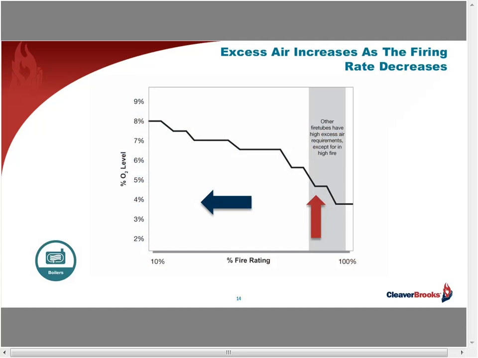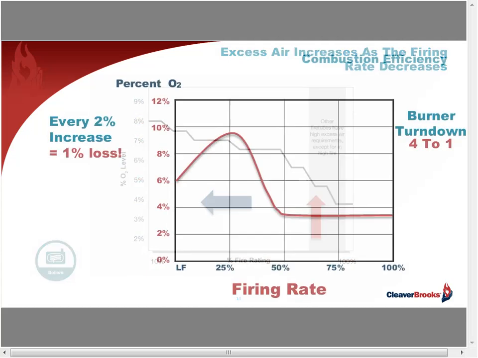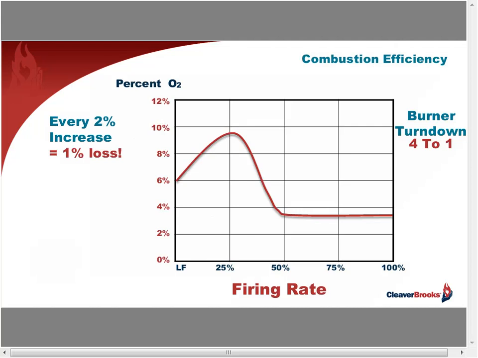Note that red arrow. And as you can see with the blue arrow, as the firing rate decreases, the lower the efficiency because of an increase in excess air. And that's exactly what you see in this curve. We are losing serious amounts of energy due to the excess air losses. And might I add a qualifier here? When we talk about excess air, it's the same as excess oxygen. It's just a difference in values, but they mean the same. And from an efficiency perspective, for every 2% increase in excess air or excess oxygen, we lose 1%.